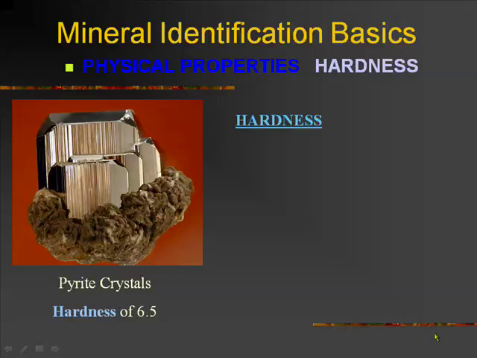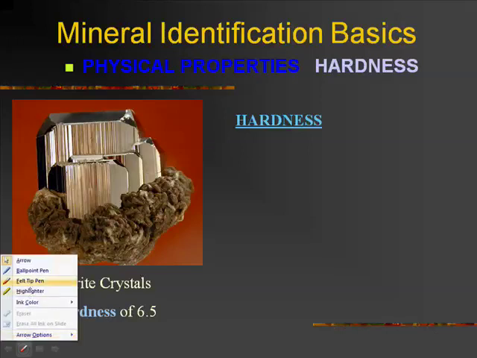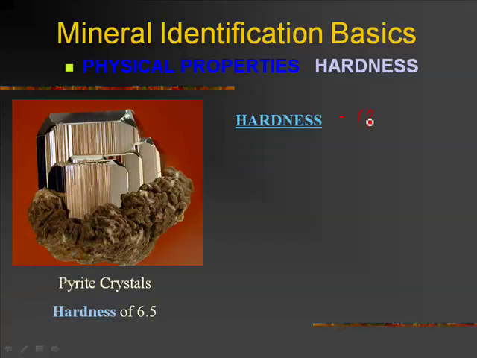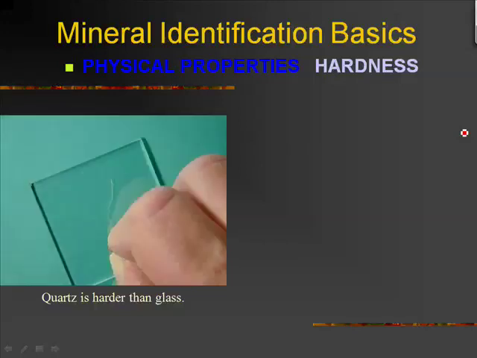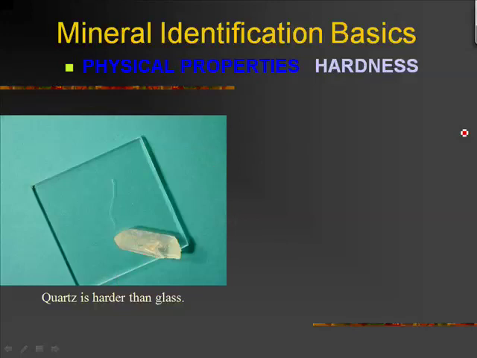One of the first things you're going to do to determine the identity of a mineral is to figure out its hardness. Hardness is pretty much what it sounds like. Hardness is defined as the resistance to being scratched. So, for example, you have a piece of quartz and you have a piece of glass. Which is harder? All you have to do is try to scratch the glass with the quartz. And you know something? You can. Which means that quartz is harder than glass.